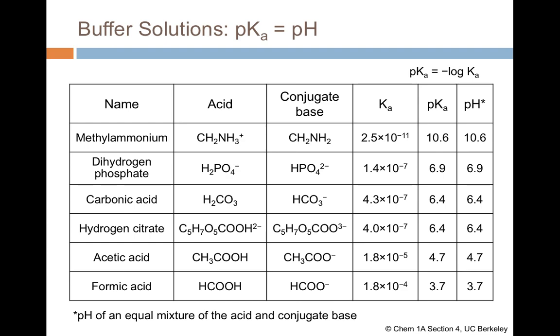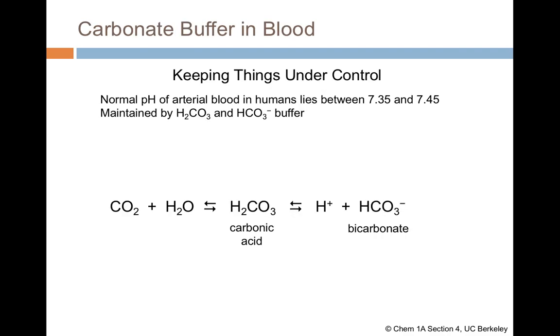It turns out that buffer solutions are very important to living organisms because they do not tolerate quick changes in pH very well. In particular, the hydrogen phosphate and carbonic acid buffer solutions are very relevant in our own bodies for maintaining the pH of our blood. It turns out that the normal pH of arterial blood in humans lies somewhere between 7.35 and 7.45, and we would really like to keep it that way.